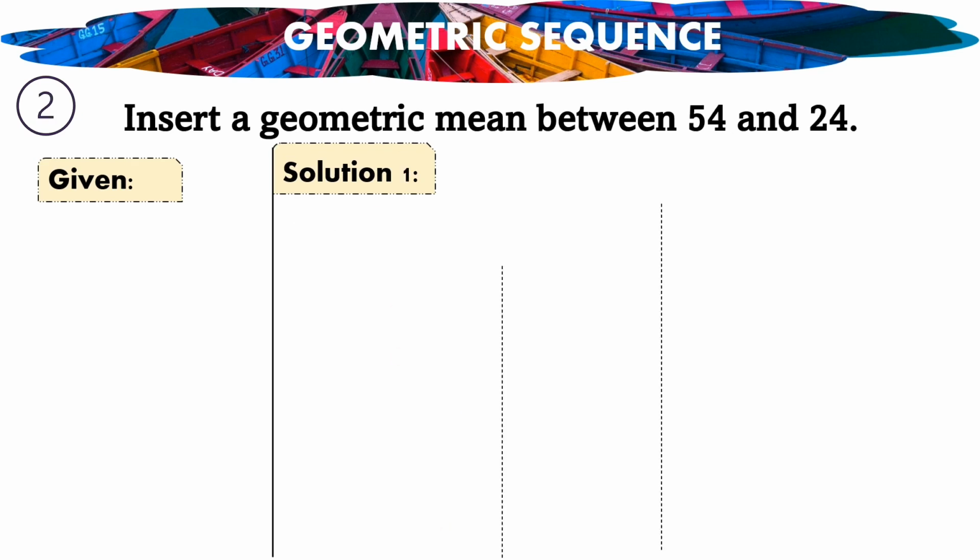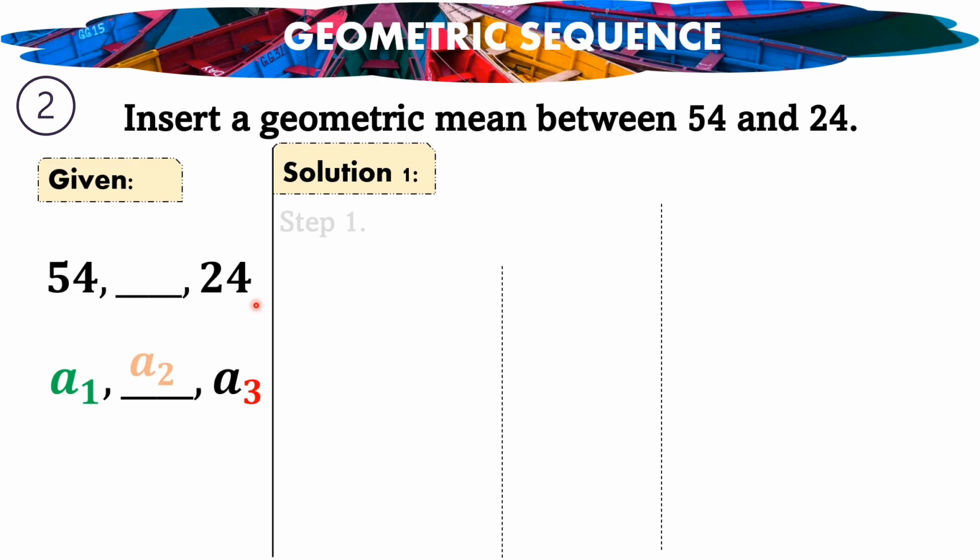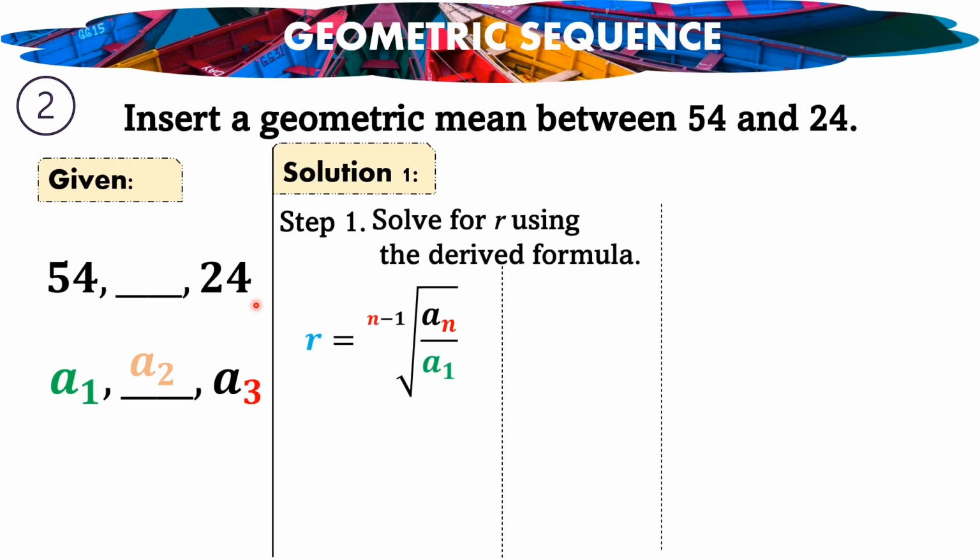Number 2, insert a geometric mean between 54 and 24. There are 3 terms. The first term is a sub 1, which is 54. The last term, or a sub 3, is 24. The geometric mean is a sub 2. So let's find a sub 2 by using the derived formula for r. r is equal to the n minus 1 root of a sub n over a sub 1.